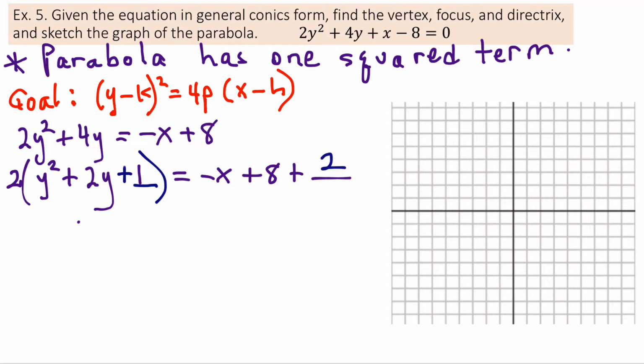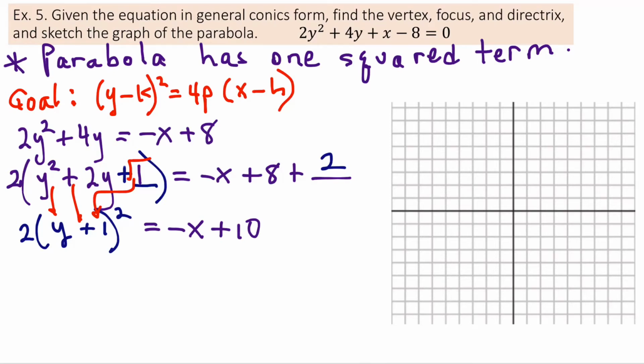Now, let's get that perfect square trinomial in factored form. So that's y plus 1 squared, the same way we did with the circle, where y goes here, plus goes here, and the square root of 1 goes here. Then on the right-hand side, I've got equals negative x plus 10.